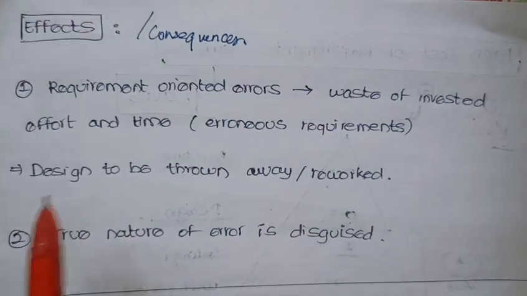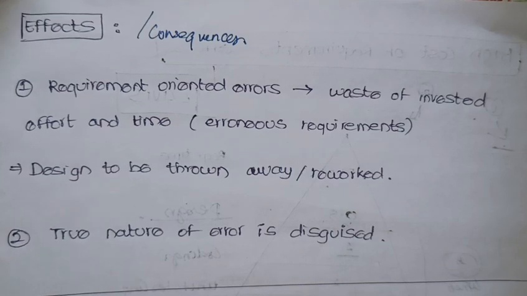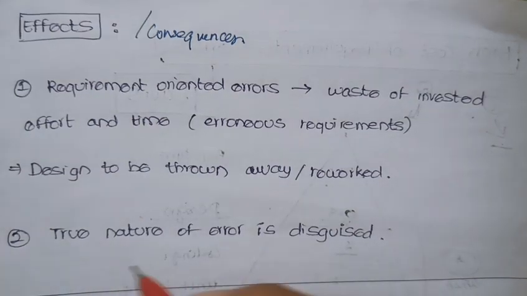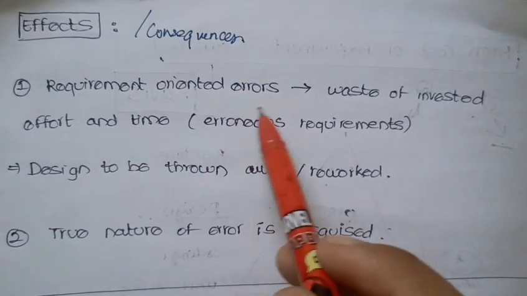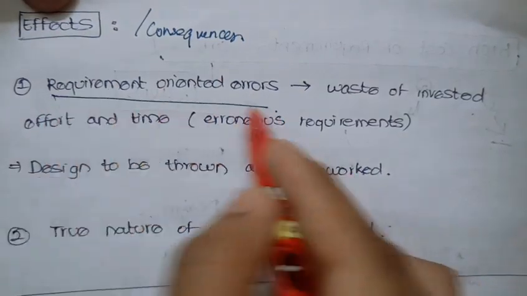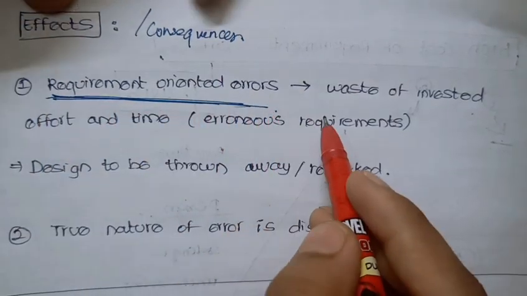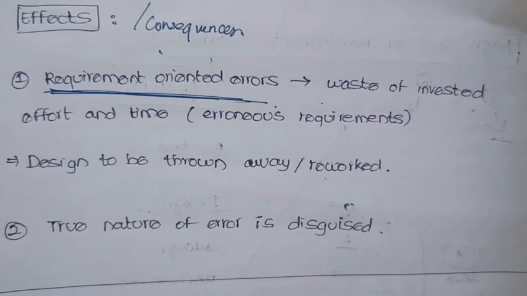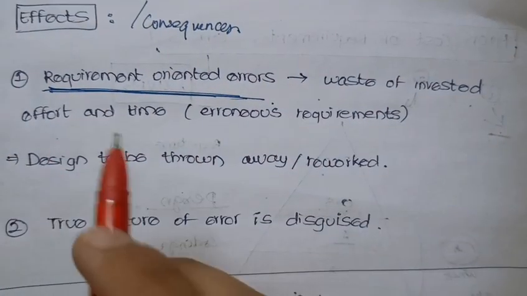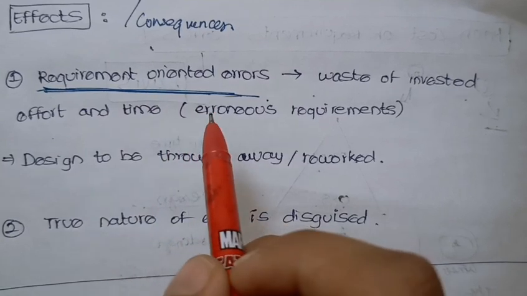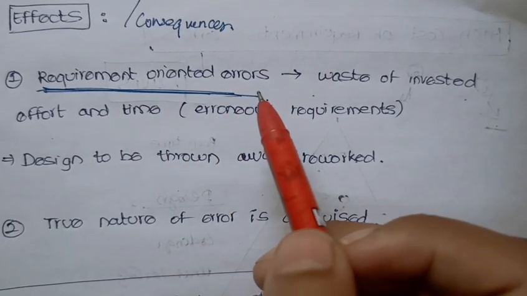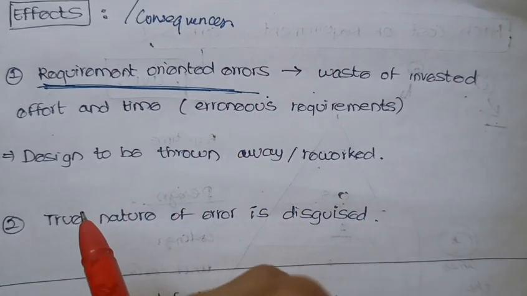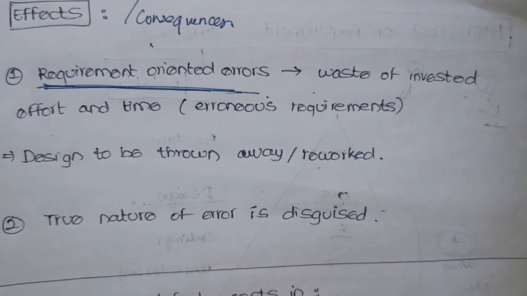What consequences are to be faced when these errors have been raised, or when these have been identified. So requirement oriented errors, these are requirement errors. It is a waste of invested effort and time, erroneous requirements. So when there are requirement errors, when we have created a design based on wrong requirements or incorrect requirements, what happens? So we need a software according to the customer's needs, but we have created an incorrect requirements design.